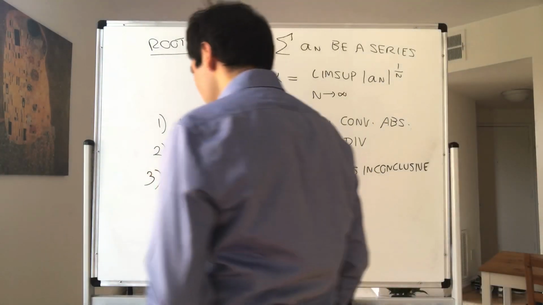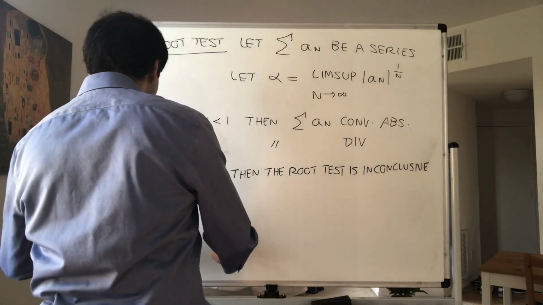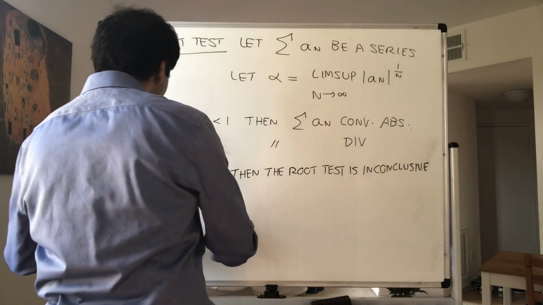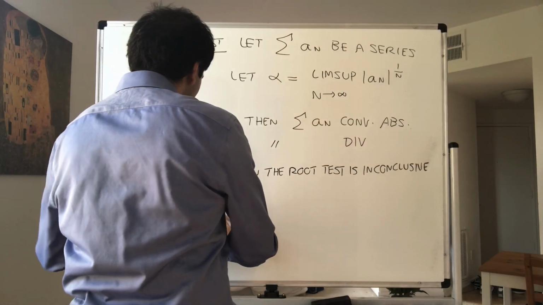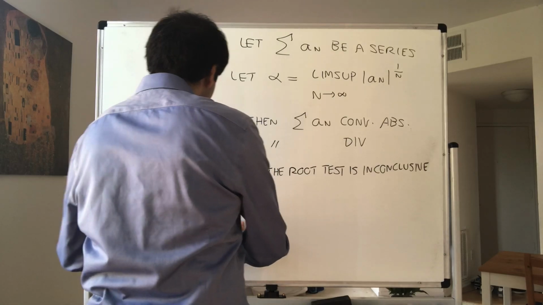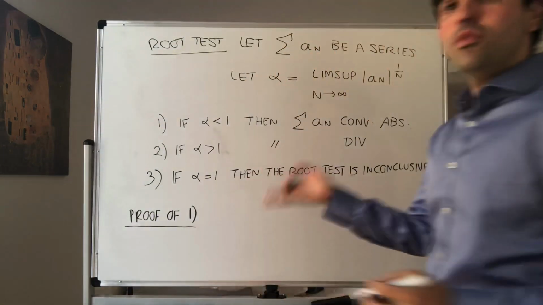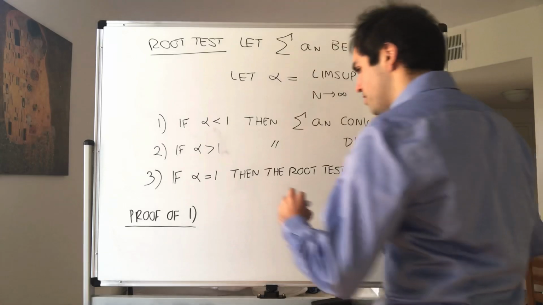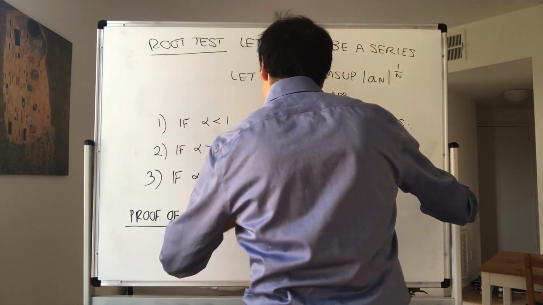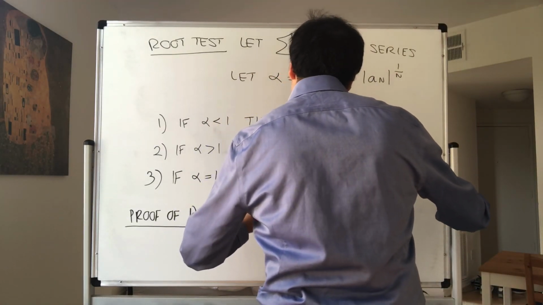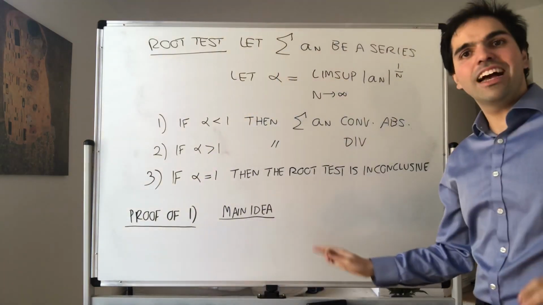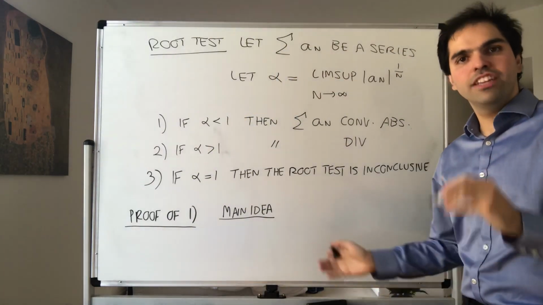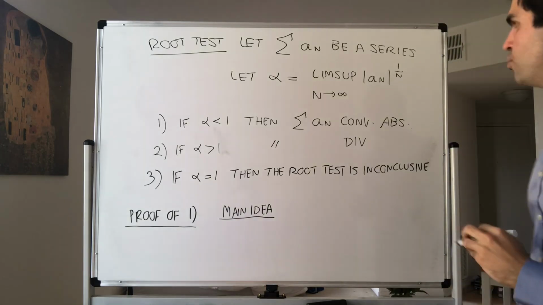And the proof is quite neat. We'll start with 1, and then we'll do 2, and then we'll do 3. So, proof of 1. Let me first of all give you the main idea, and then we'll do it more rigorously. Here's the main idea, and it's a bit hand-wavy, but we'll make it rigorous very soon.